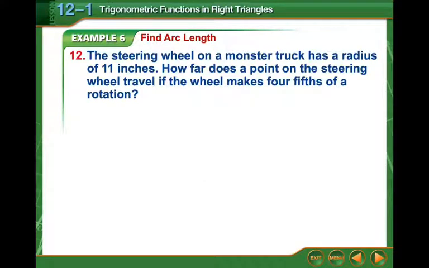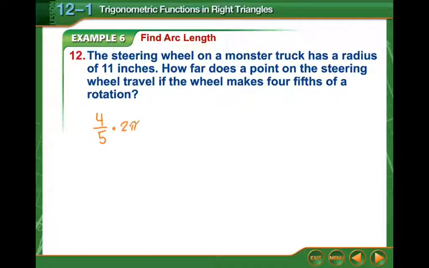So here, the steering wheel of a monster truck has a radius of 11 inches. How far does the point on the steering wheel travel if the wheel makes 4/5 of a rotation? So we know that the 4/5 is our rotation, and that's of 360. So we need to multiply this out to figure out what angle we're talking about.